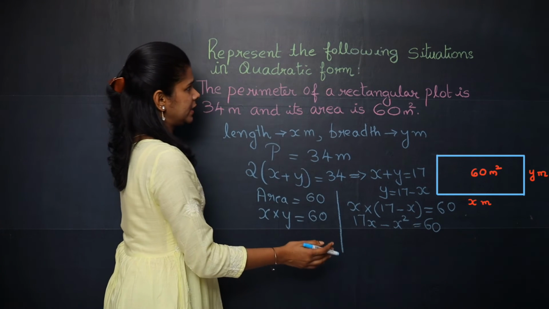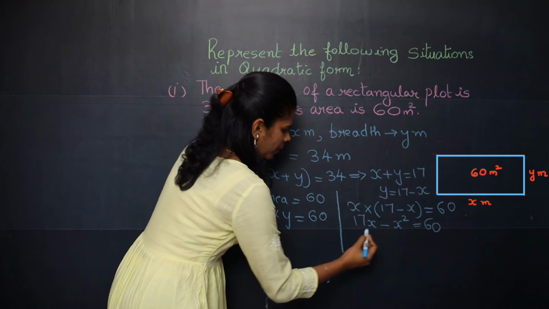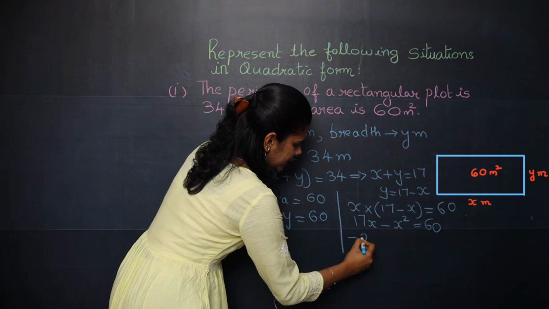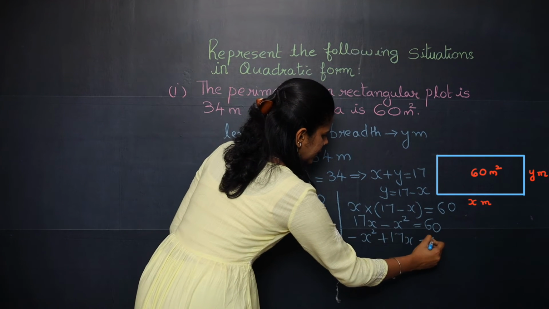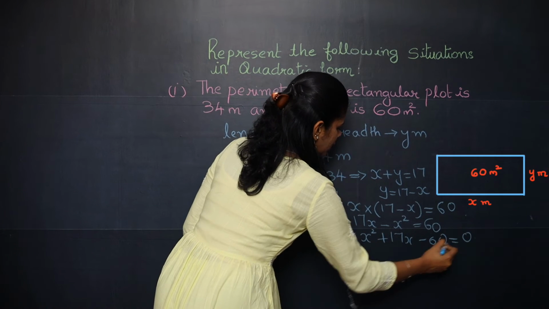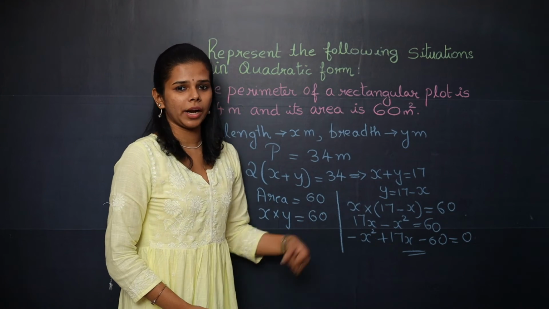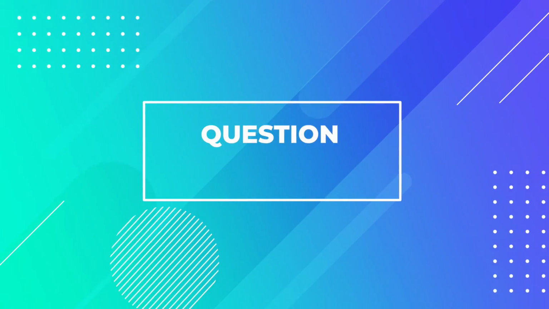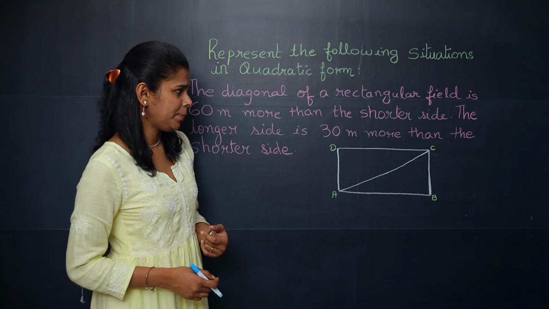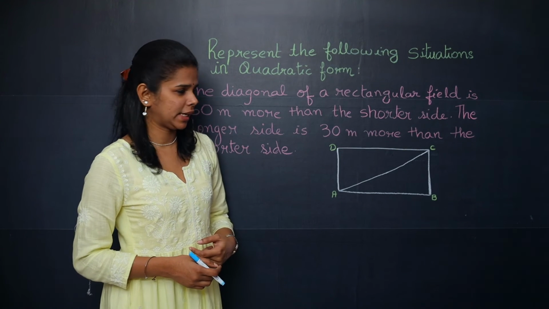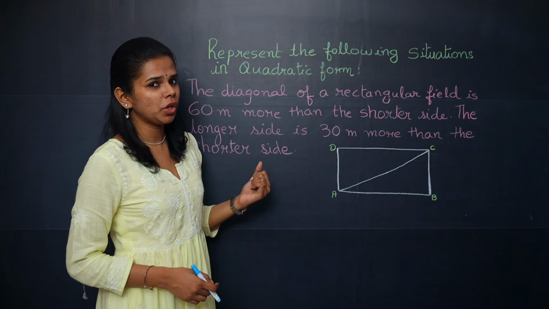You need to represent it in the quadratic form, which means it is in the standard form. So I am going to rearrange: minus x square plus 17x minus 60 equal to 0. So this is the standard form or the quadratic form. Moving on to the last question. The diagonal of a rectangular field is 60 meter more than the shorter side. The longer side is 30 meter more than the shorter side.